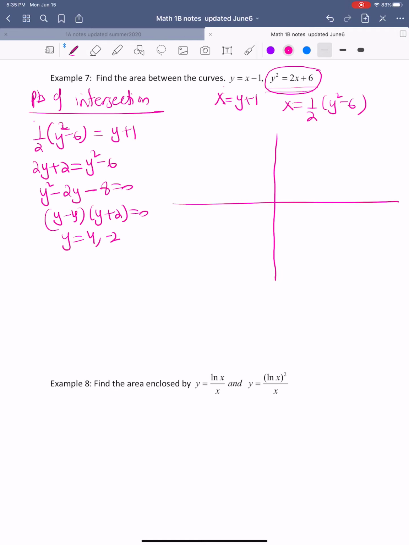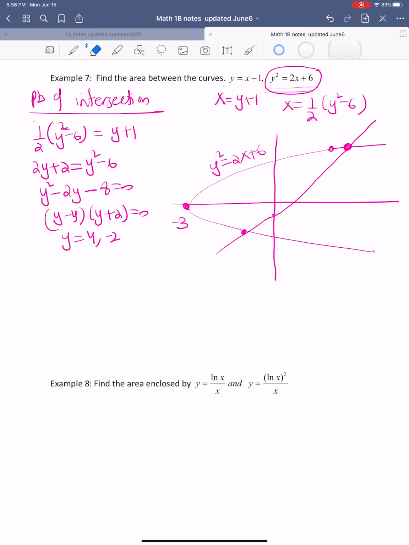And let's go ahead and see where this is. It's a parabola. You can use Desmos to graph, or you can use the skills you learned in previous courses to graph y squared equal to 2x plus 6. That's the parabola here, and then they meet at 4 and negative 2. The line is starting at negative 1, go up 1. This is how the line is going to look.